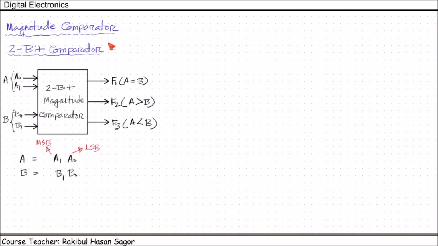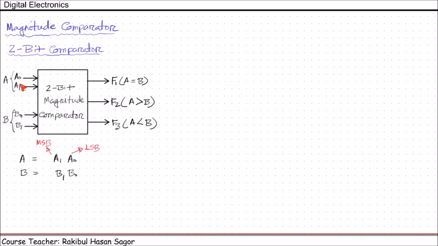Magnitude comparator. A magnitude comparator compares two numbers and gives three outputs. If the two numbers are equal, then the first output, for example F1, will be activated. If we have two numbers A and B, where A is greater than B, then F1 will be deactivated, only F2 will be activated. And if A is less than B, only F3 will be activated, the other two will be deactivated.